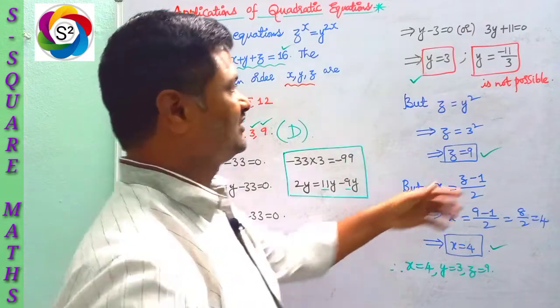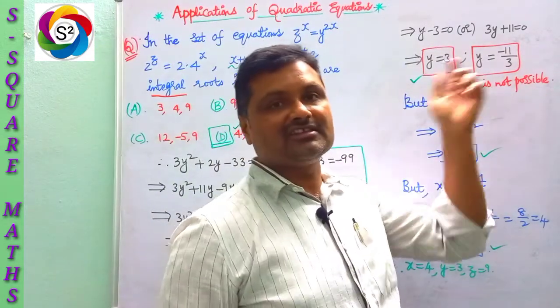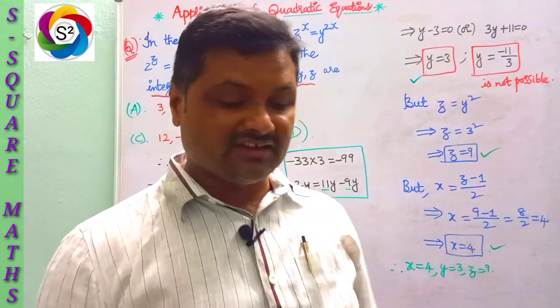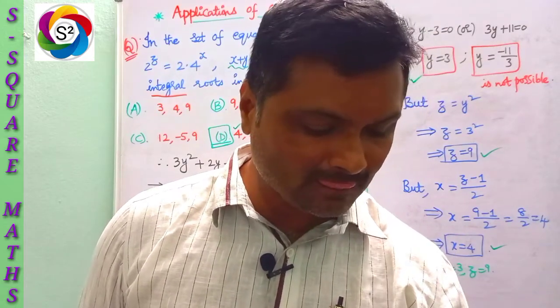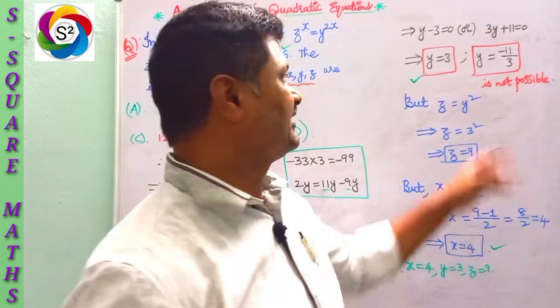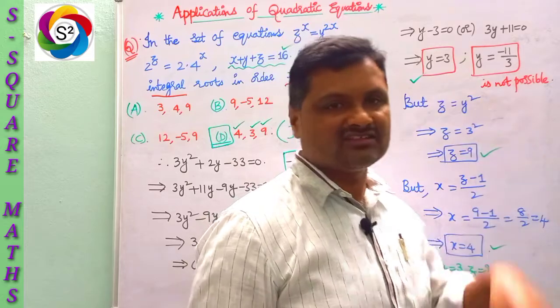Please, viewers, note this one: it is not possible, because whatever x, y, z we are going to get, they should be integers, but here a negative fraction we got, hence it is not taken.